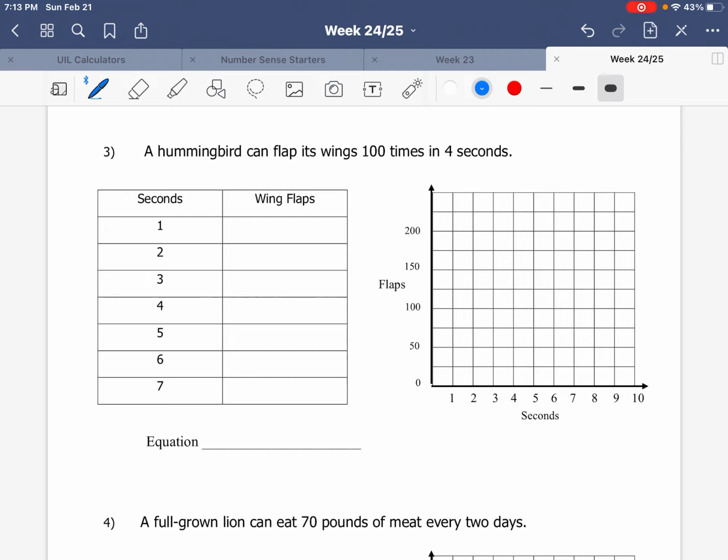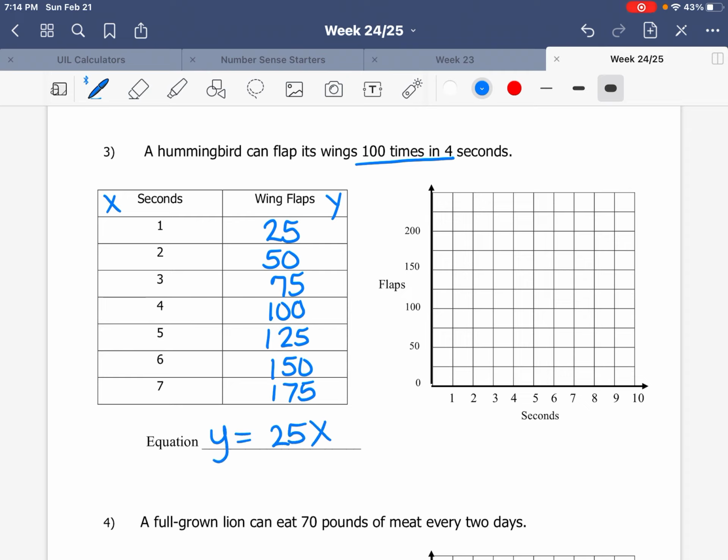In 5 seconds, 125. In 6 seconds, 150. And in 7 seconds, 175. So with each second that goes by, there's 25 wing flaps. So we write that as the equation. Remember, this is your x, this is your y. y equals 25x, 25 times the number of seconds. All right, and then we graph that.